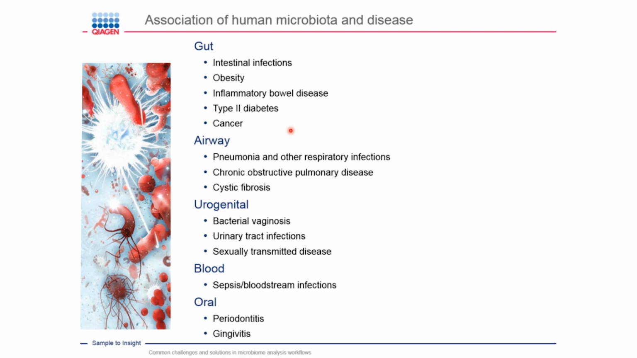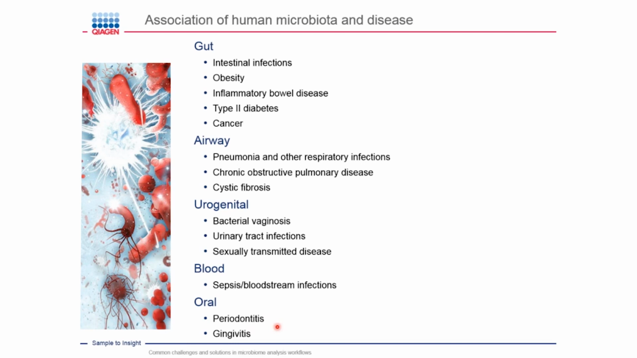Also, the urogenital tract is quite massively affected by bacteria, so you can get bacterial vaginosis, urinary tract infections, or sexually transmitted diseases. Obviously, like each and every other organ, the blood can also be affected, leading to sepsis or bloodstream infections. The oral cavity is also often found to have imbalanced microbial communities. In these cases, they often lead to periodontitis or gingivitis, so perhaps not the most severe malignancies, but still something you have to suffer from.